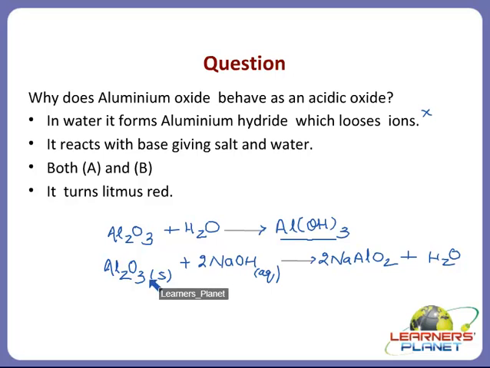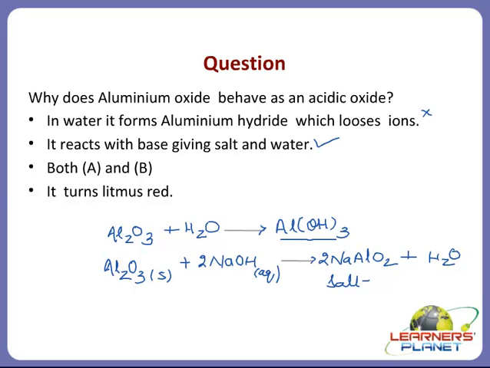That is, acids react with bases forming salt and water. So this is showing its acidic nature. That is, aluminium oxide is an acidic oxide. Why? Because it reacts with a base forming salt and water. So what would be a right answer? This one: it turns litmus red. Is it the thing? No.